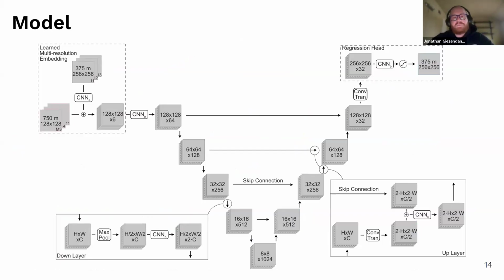For the modeling part, we decided to go with a tested and trusted model, the UNet, which has been proven to work extremely well in all sorts of tasks. We added a learned multi-resolution embedding. So we ingest the different bands at their native resolution and have a learned embedding that goes from 375 and 750 meters respectively to the first layer of the UNet. Then we have a UNet, and then a final regression head where we predict the fraction of water content.